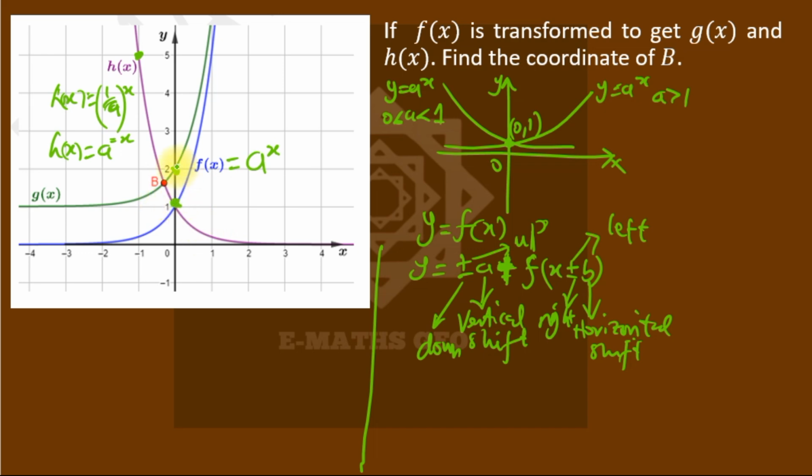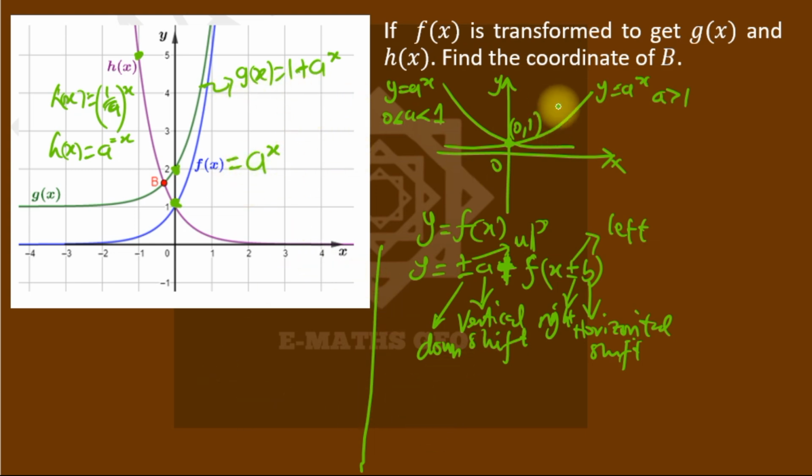We'll use the two too, because if you move f(x) 1 unit up, you get g(x). So g(x) is now 1 plus a raised to 4x. There's no horizontal shift, whether left or right. That's what we need.